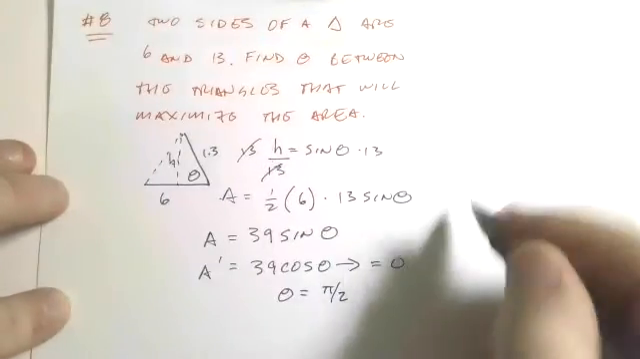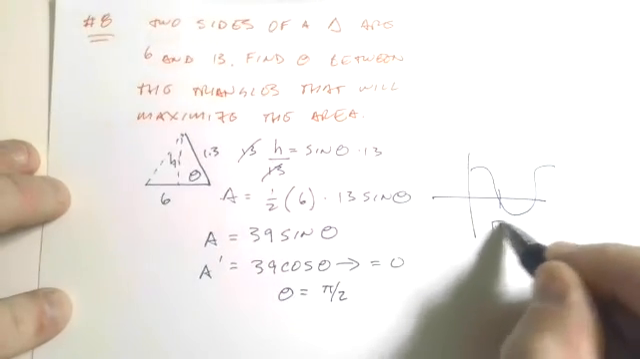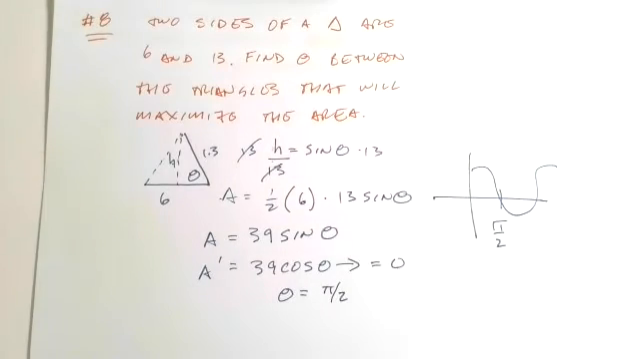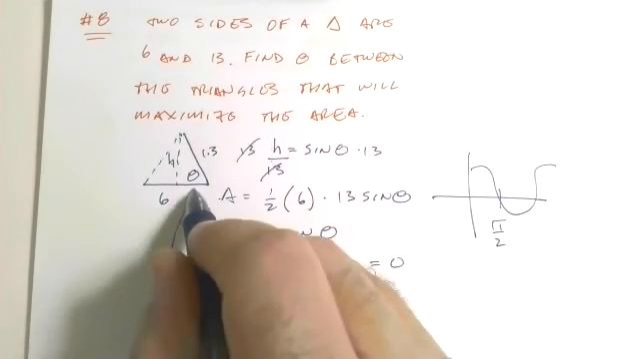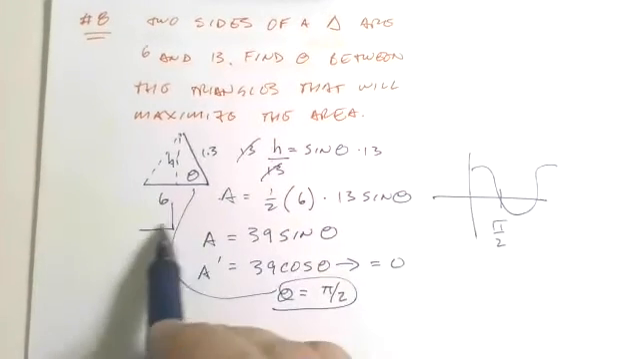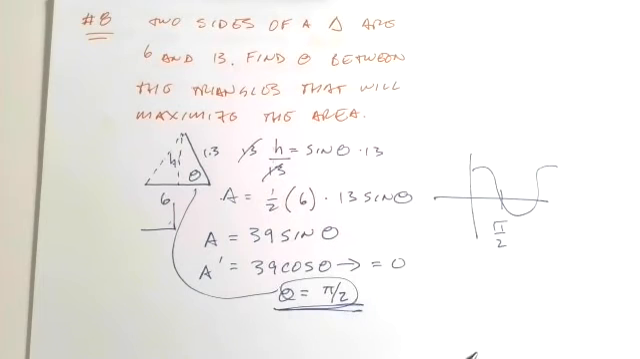How come? That's cosine, that's pi over 2, that's where it equals 0. So when you slow down and you think about it, yeah, right, that's going to maximize the area if that's a right angle. Duh, but that's how we do it. Theta equals pi over 2.